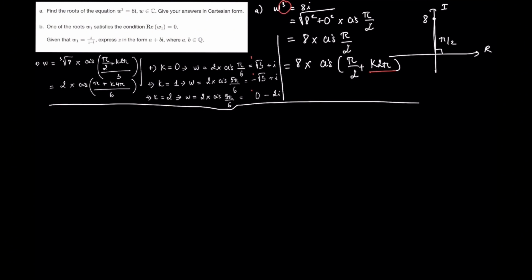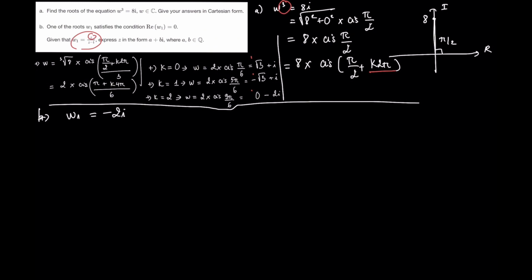Moving on to part B, here the question asks us to identify the roots that satisfy the condition where the real part of the complex number is equal to 0. Given this form, we have to express z in the form of a plus bi. So first we're gonna find the roots that satisfy the condition. So here, judging from all the 3 that we have found, we can see that the final one meets the condition. So we have w1 is equal to minus 2i.